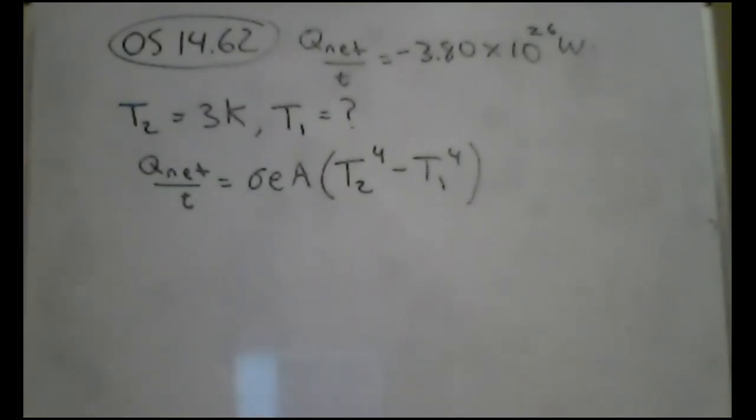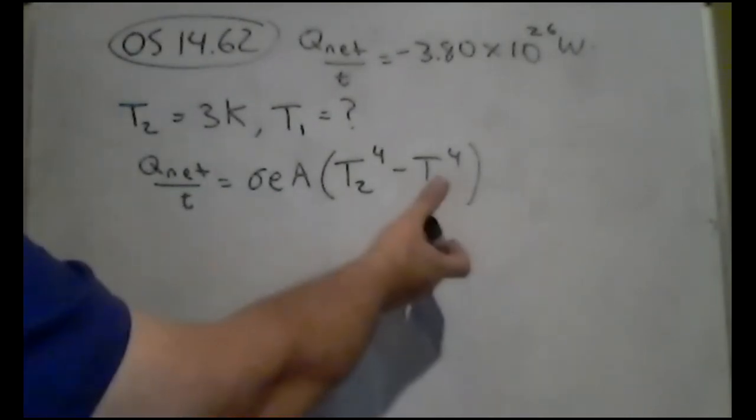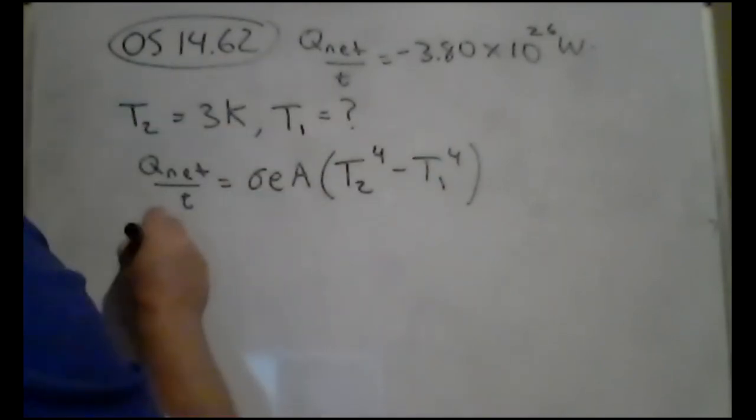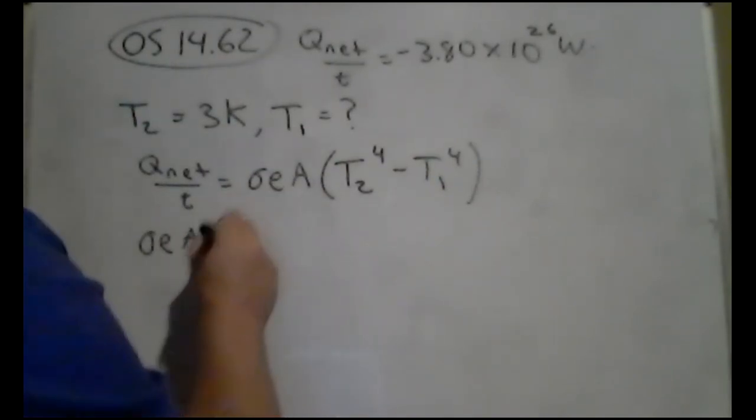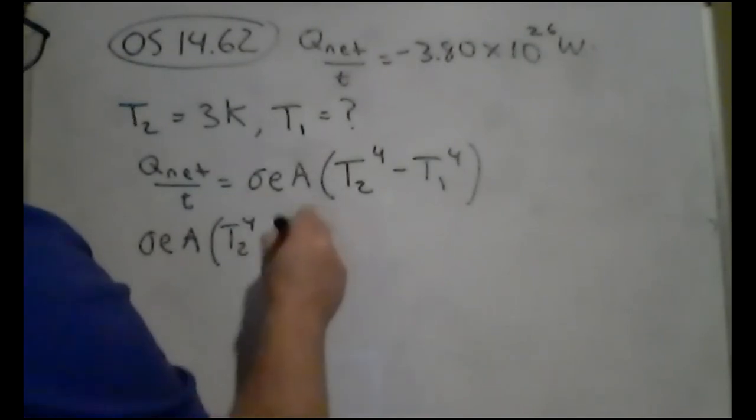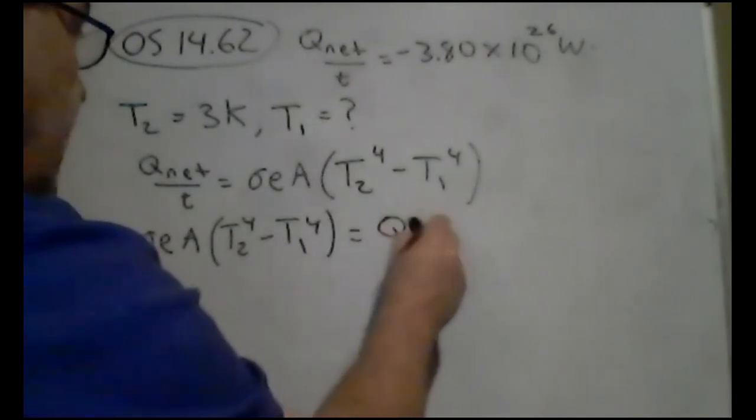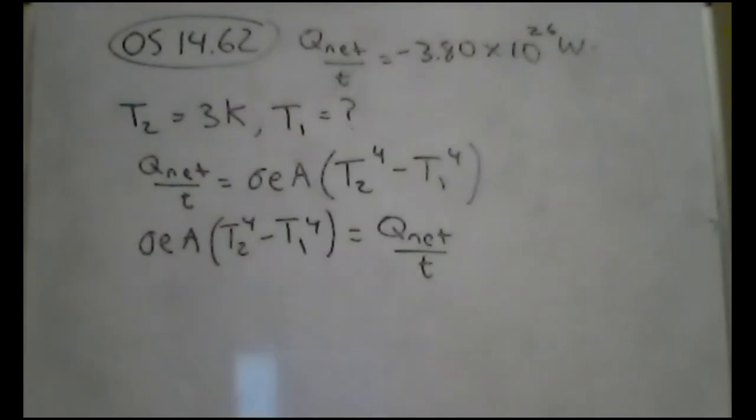A little bit about that. So the first thing I want to do is basically write what's on the right side on the left and vice versa. So I'll write, number one, that's sigma EA times T2 to the fourth minus T1 to the fourth is Q net over T. Now, Q net over T is the power, the radiated power from the sun. That was given to me.